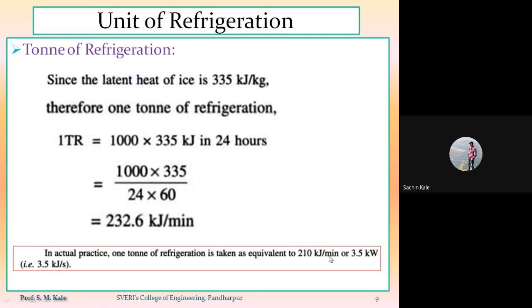So after this slide, write down in bold, 1 TR is equal to 210 kilojoule per minute, which is equal to 3.517 kilowatt. Kilowatt means kilojoule per second. So while solving the problem, we always require this value of TR in terms of kilojoule per minute or in terms of kilowatt.